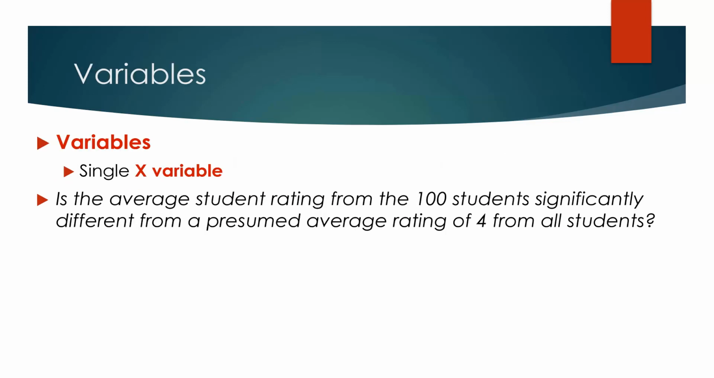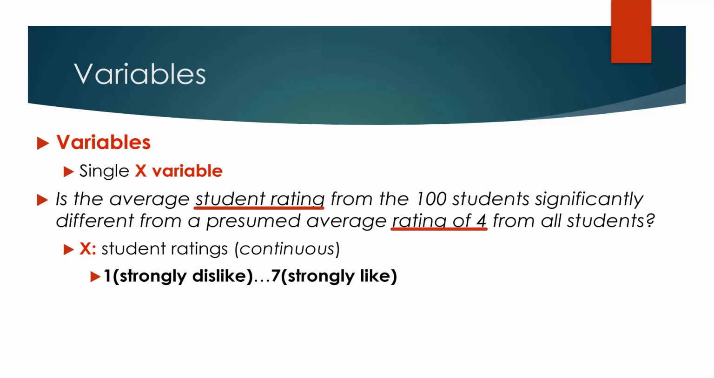So what are our variables here? Well, we have one sample, and we usually have one variable with that one sample. So we have a single X variable with a one sample t-test. In this case, the X variable is student ratings, okay? And we know that student ratings were measured on a scale of 1 to 7. So that's how we're measuring it. And notice how that is the continuous measurement here.